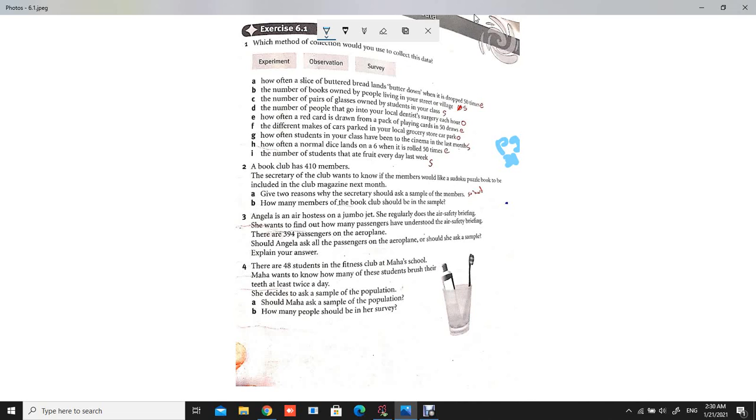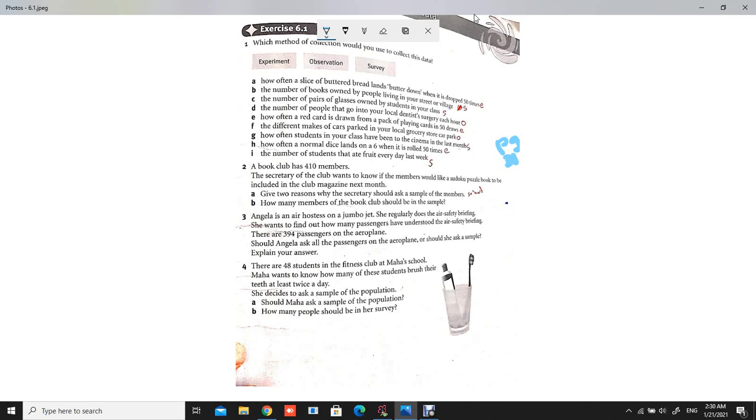Now here, a book club has 410 members. The secretary of the club wants to know if the members would like a Sudoku puzzle book to be included in the club magazine next month. Give 2 reasons why the secretary should ask a sample of the members, because here it's a huge population. She has to ask 410 members, so it's too much. So we need a sample, and to save time.